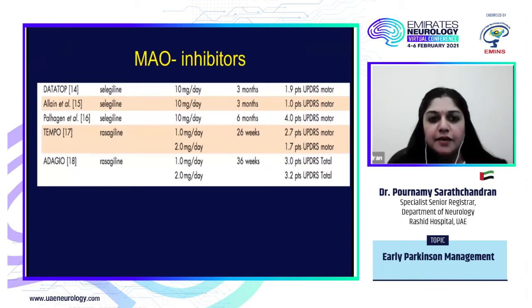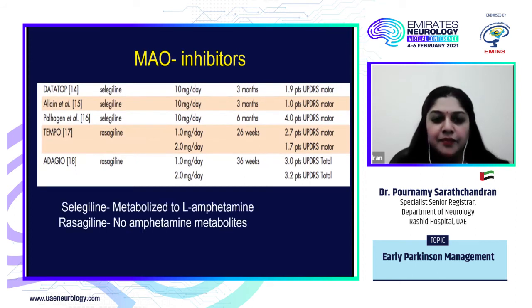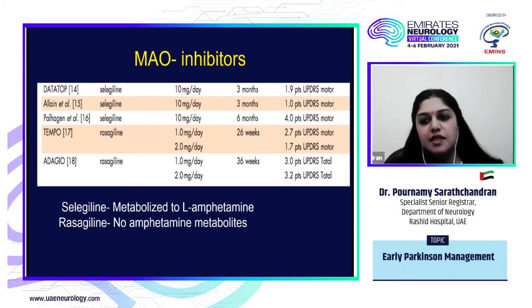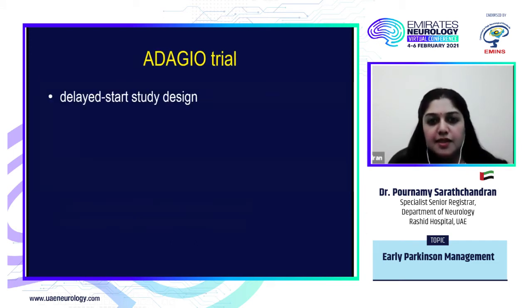MAO-B inhibitors, there are a variety of MAO-B inhibitors which have been tried. The classical ones are selegiline and rasagiline. Selegiline is metabolized to the L-amphetamine metabolites, whereas rasagiline has no amphetamine metabolites, which makes it a safer option to be started for Parkinson's disease.